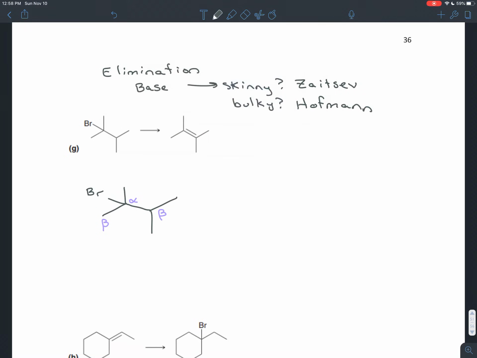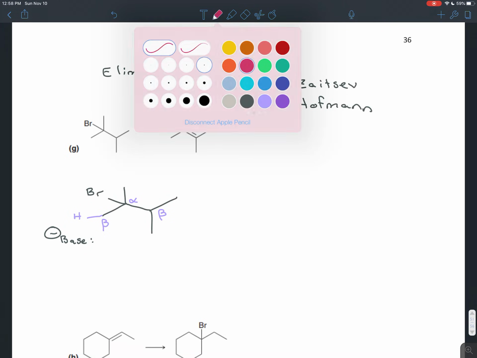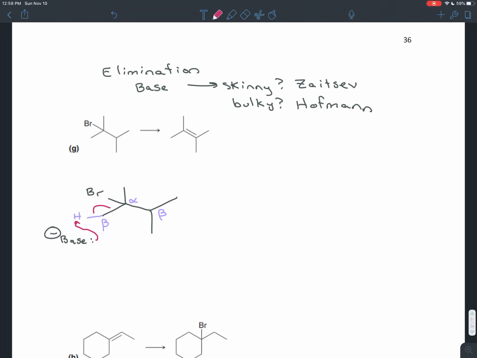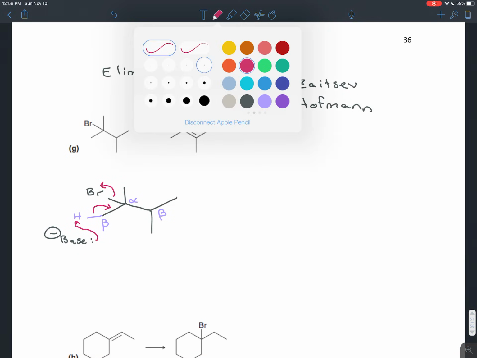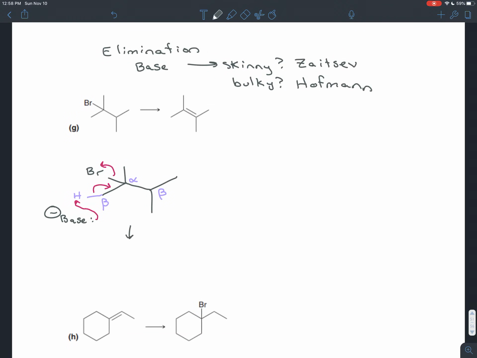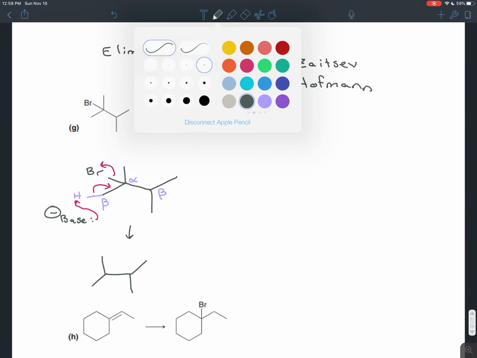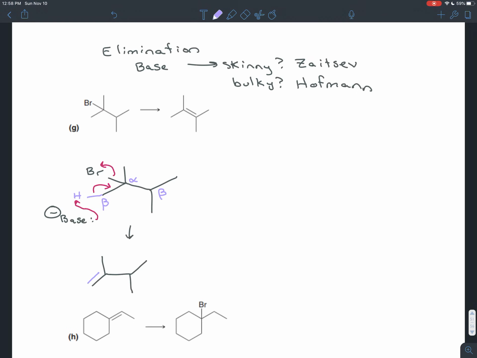You could have a base that steals a beta hydrogen from the side. The electrons would go toward the leaving group and kick the leaving group off. That's the elimination. And in that case, you would get this product here. You would form a pi bond toward the beta hydrogen that the base stole. So that's one possibility. Another possibility is the beta hydrogen that you take is from the other beta carbon.